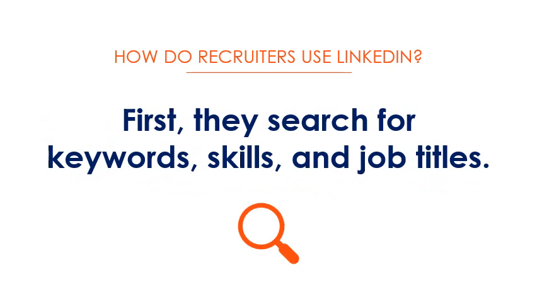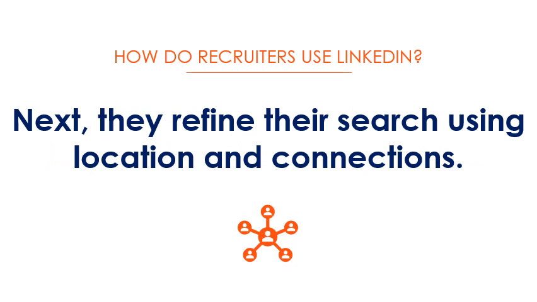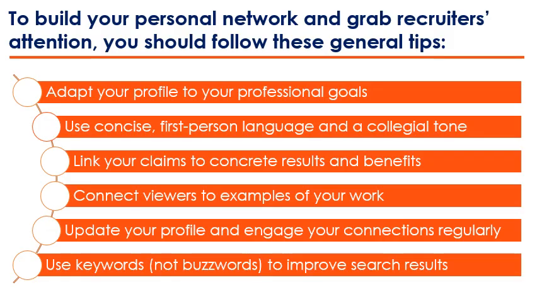But to use LinkedIn most effectively, we first have to know how recruiters use the tool. Typically, they begin their search with keywords, skills, and job titles. These are their main and primary search criteria. They then narrow and refine their search using location and connections, looking at where you are and what individuals you're connected to.